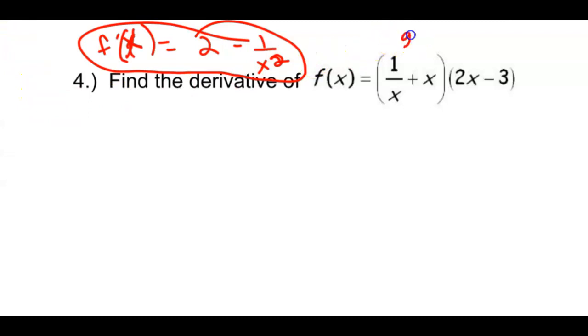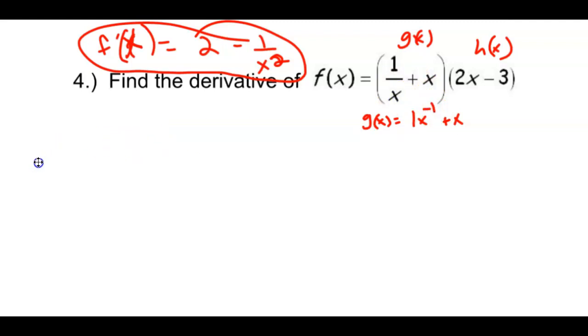Again, right here, I'm going to call this g of x and h of x. So for g of x, we're going to rewrite this one again as x to the negative 1 plus x. I rewrote this. Remember, move that to the top. You have a negative now. Negative exponent.